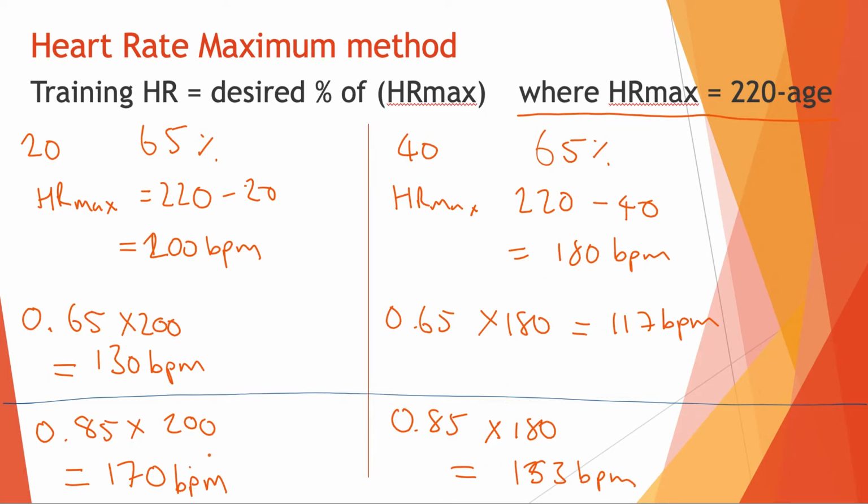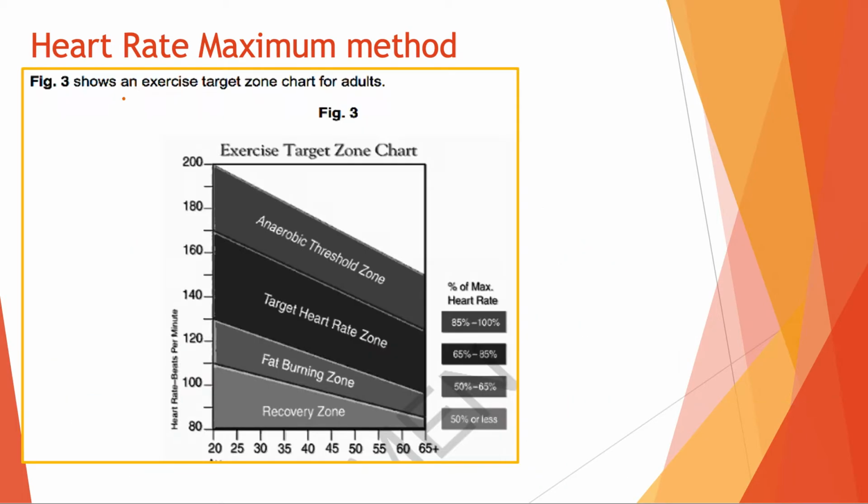So we can see how the 20-year-old with the higher maximum heart rate has a higher working heart rate than the 40-year-old with a lower maximum heart rate, even though they're both working at 65% of their maximum.